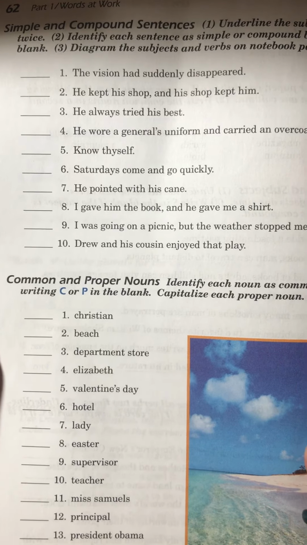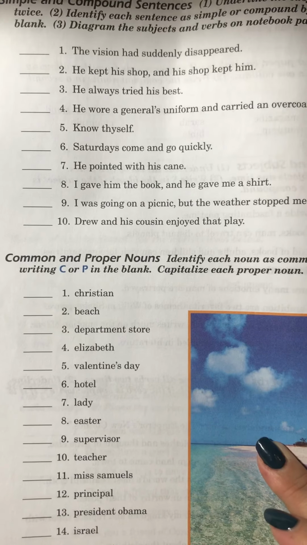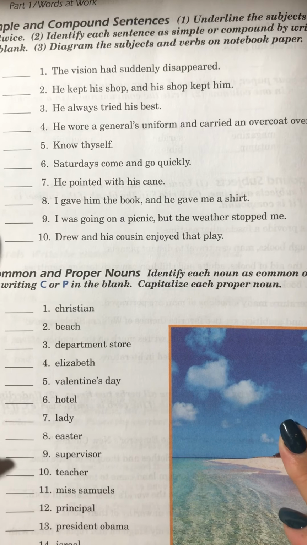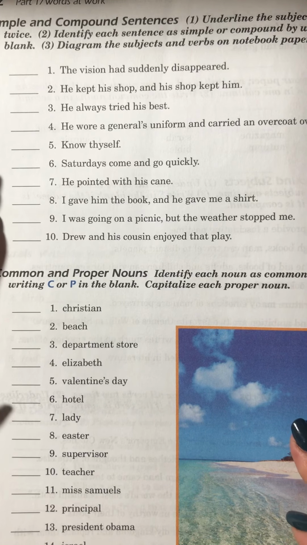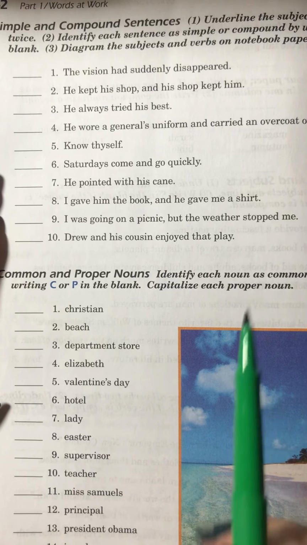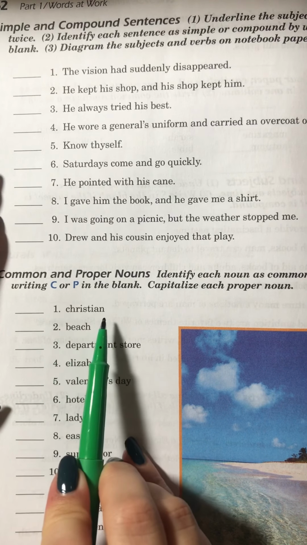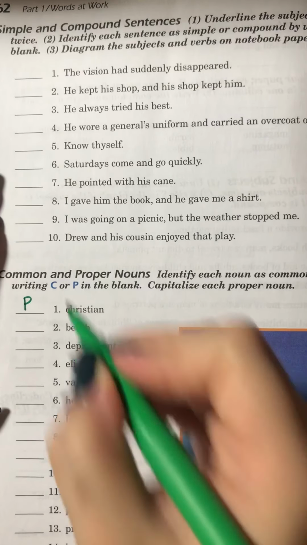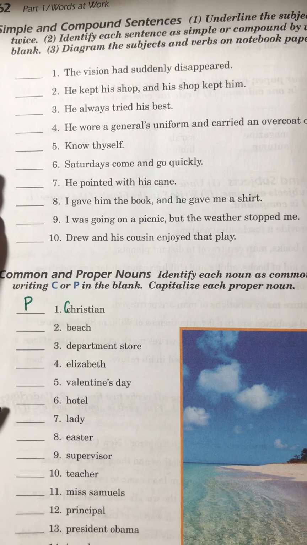And then here on the bottom, it's going to be much easier. Even though you have a little bit more work on the top, you're going to have a break here on the bottom. You're just going to identify whether or not the nouns are common or proper. If they're the name of something, you're going to make sure that they are capitalized. For example, this name on number 1 is Christian. So we would put P here for proper, and then we would capitalize. You're just going to put a capital letter where there should be one.